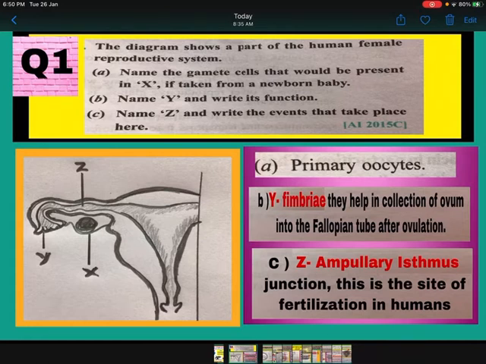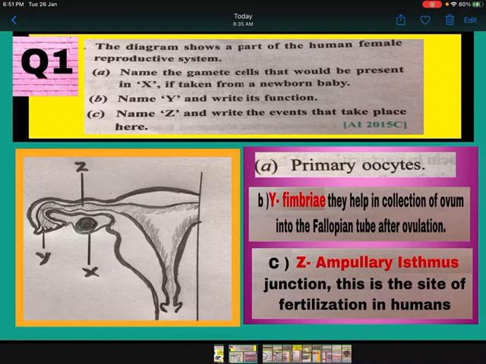What is X? X is an ovary, and the gamete taken from ovary of a newborn baby will be in the form of primary oocyte. So, write the answer primary oocyte and note down the important point about the primary oocyte. They remain arrested in prophase 1 of meiosis 1 and remain at this stage until puberty is reached.